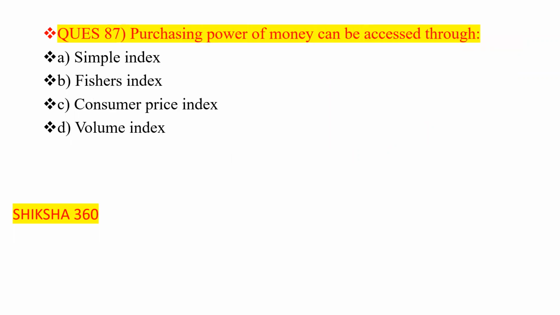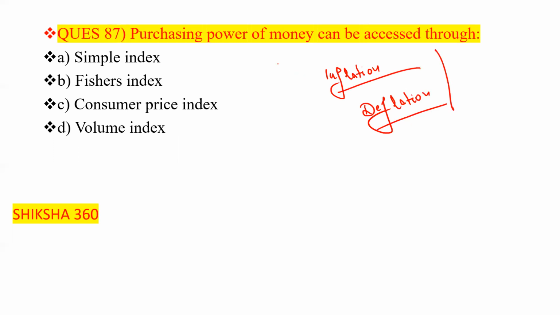Now move to the next question. Purchasing power of money can be assessed through: simple index, Fisher index, consumer price index, or volume index. That is the purchasing power of money. We have to understand whether the market condition is deflation or inflation.